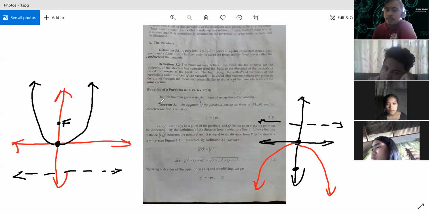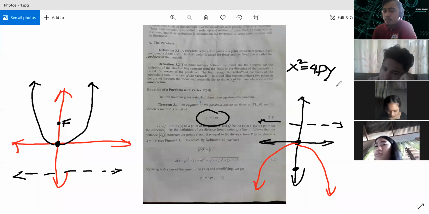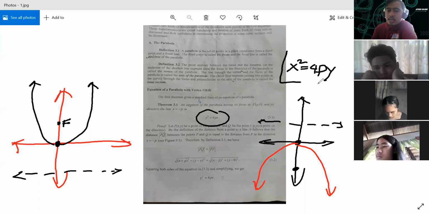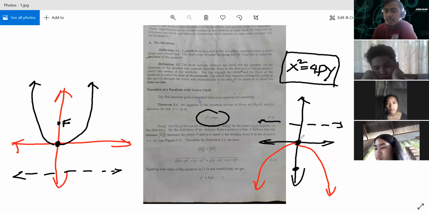If your parabola is either opening up or down, then the equation will not be the same with this. It will be given by x squared equal to 4py. Again, if your parabola is either opening up or down, then the equation of that is x squared is equal to 4py. This equation will work only for parabola having vertex at the origin. Kung dili na gani origin ang vertex, lahi na pod nga equation na atong gamiton. Okay? Ito nang i-discuss unya sunod.